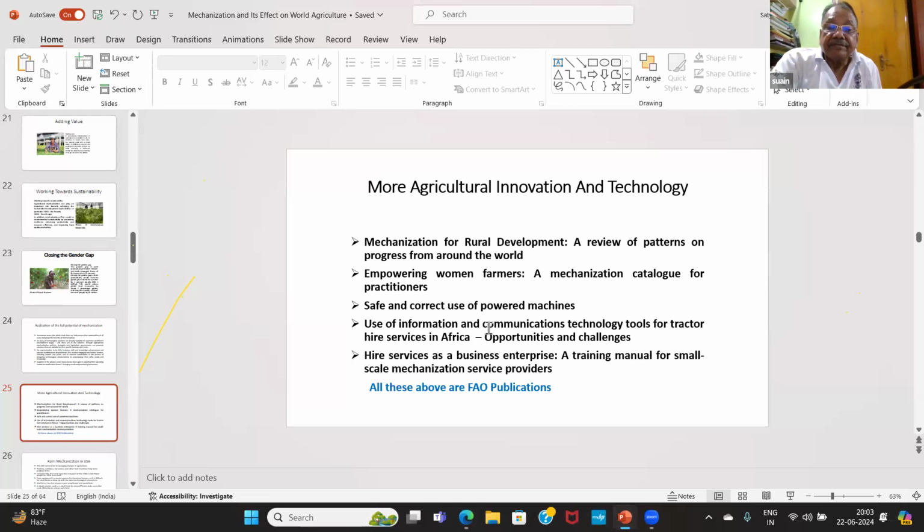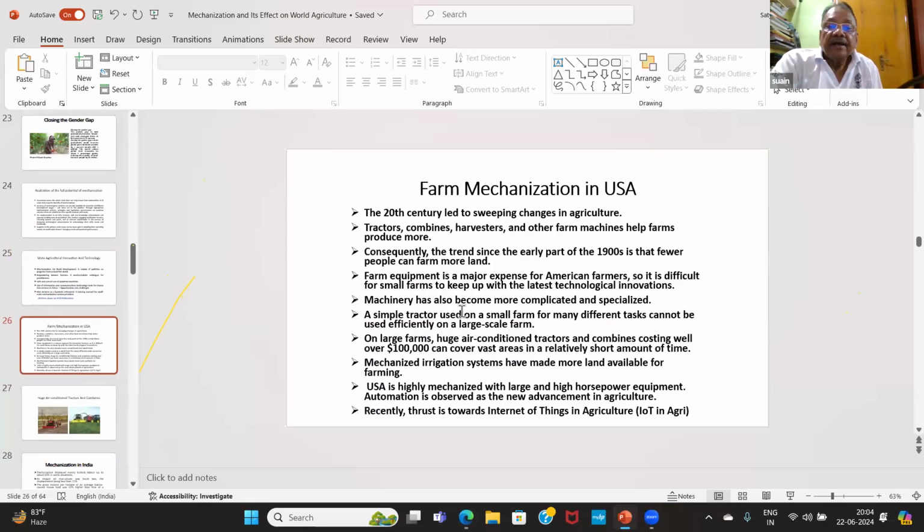So that is why use of information communication technology tools for tractor hire services in Africa. This is an FAO publication. This is equally very important for us also. Then training of manual and small scale mechanization service providers.